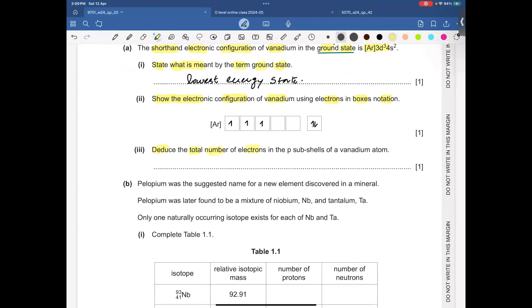Deduce the total number of electrons in the p subshell of a vanadium atom. P subshell. So let me give you the configuration of argon. 1s2, 2s2, 2p6, 3s2, and then 3p6, right? Now there are electrons in p here, and there are electrons in p here too, right? So obviously how many electrons in total in p? 12. So we write 12 here. Okay.